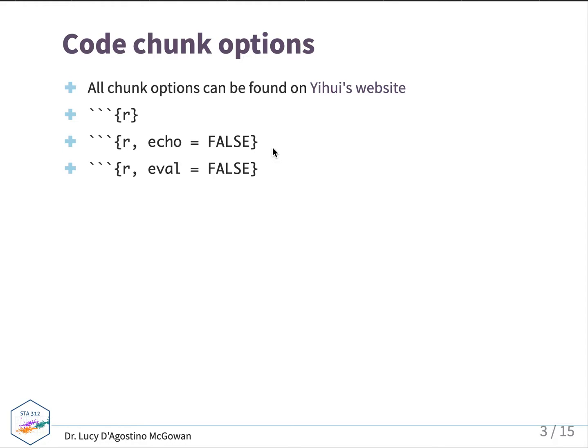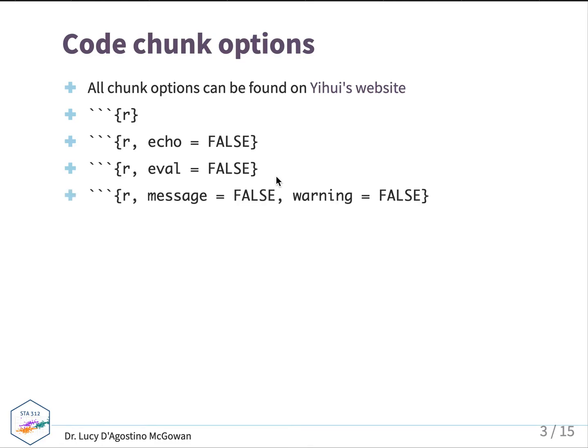Another option here is eval equals false. If used by itself, that will just make that code chunk not be evaluated. So it won't actually run the code in that chunk. It'll still print it unless you also include echo equals false. So you'll still see the code in your output, but it won't actually run anything. This can be helpful if you're just trying to demonstrate some kind of pseudocode or something like that, but not actually run it.